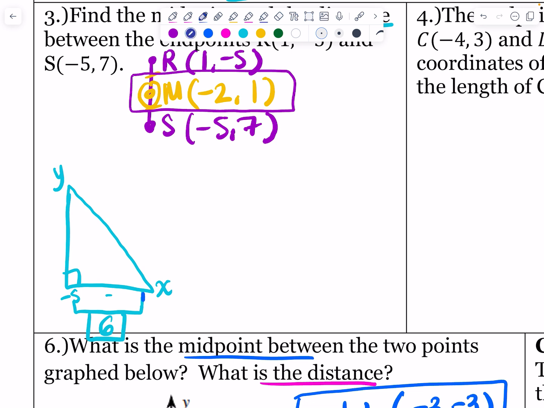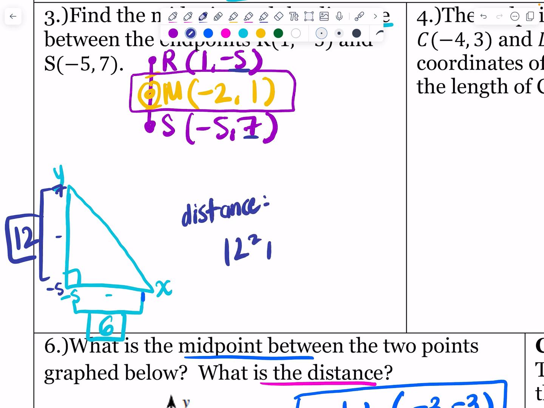What are my y values? -5 and 7. So from -5 all the way up to 7, how far are those apart? You'd subtract them. 7 minus -5 is going to give me 12. So what do I plug in for the distance? I plug in 12 and 6. So 12 squared plus 6 squared is going to be equal to my distance squared.